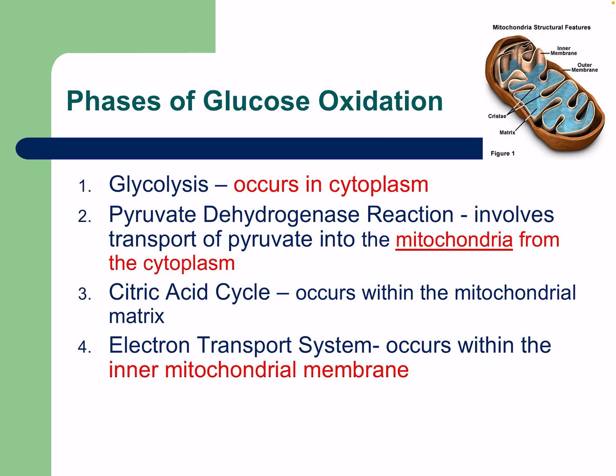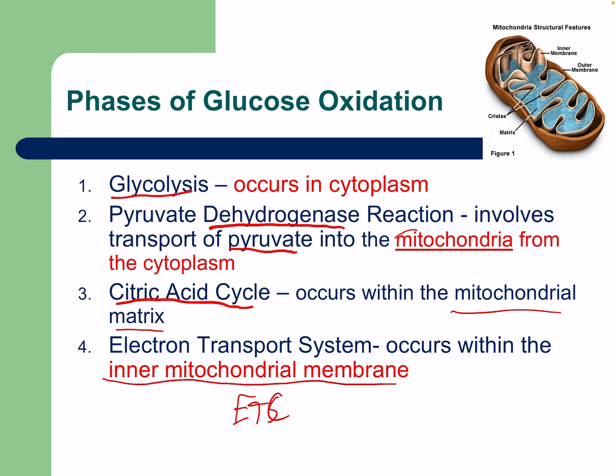The phases of glucose oxidation or cellular respiration are: 1, glycolysis, which occurs in the cytoplasm. This part does not need oxygen. Then we have the pyruvate dehydrogenase reaction, which involves the transport of pyruvate into the mitochondria from the cytoplasm. Then we have the citric acid cycle, or Krebs cycle, or tricarboxylic acid cycle, which occurs in the mitochondrial matrix. Then we also have the electron transfer chain, also called ETC, which occurs within the inner mitochondrial membrane. Again, you can see our inner membrane, outer membrane, and matrix.